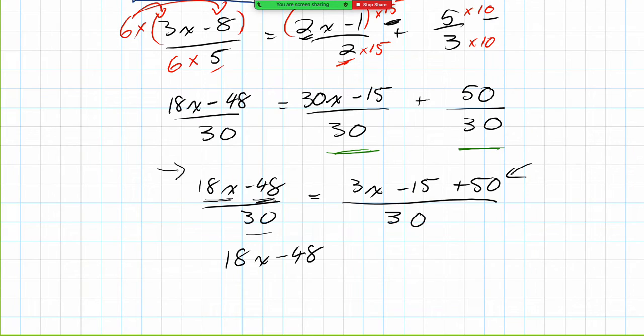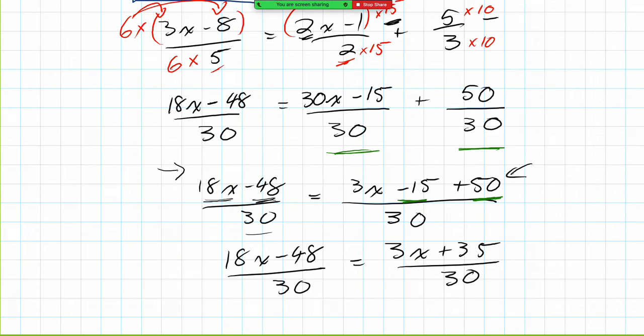Just kind of carry it down. The right-hand side, I can combine my like terms. So the like terms happen to be negative 15 and 50. If I subtract 15 from 50, I will end up with 35. So positive 35 over 30.